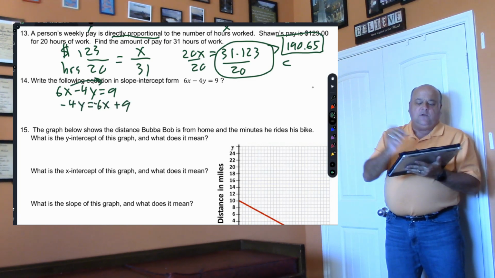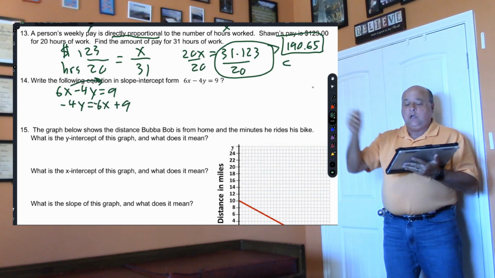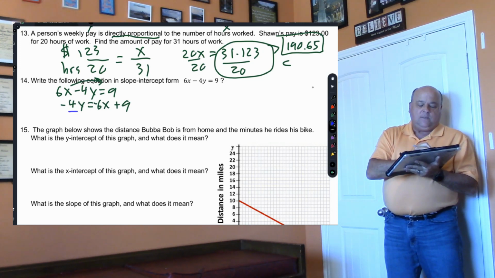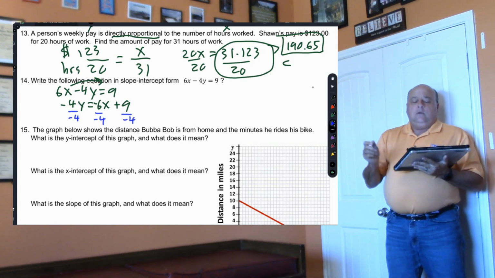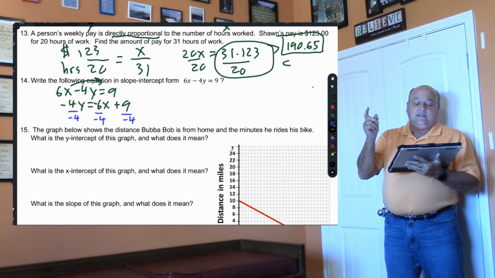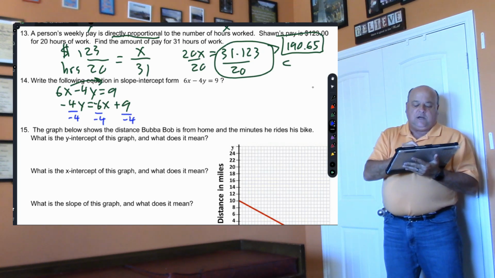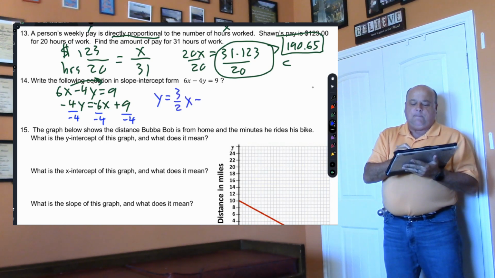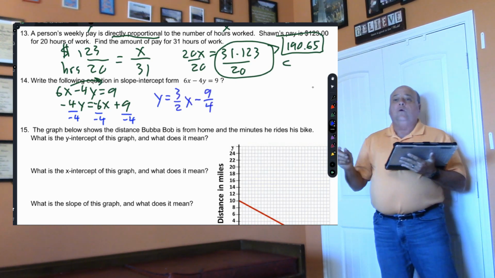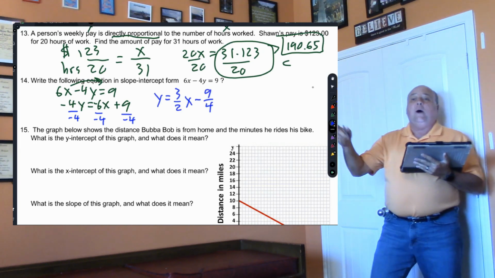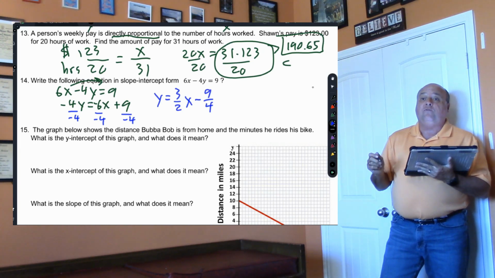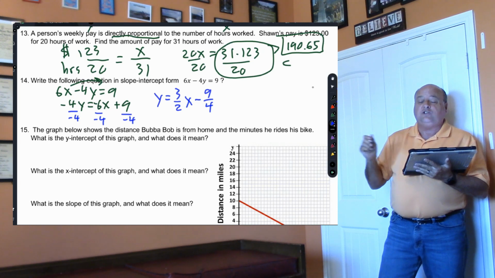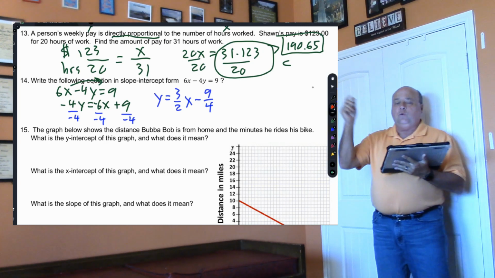Notice when I move it over, this positive 6x will turn into a negative on it. Then I'm going to divide by negative 4. And this is kind of hairy because you've got fractions in here. So we're going to get y equals, this is going to simplify to a positive 3 over 2x and then minus 9 over 4. So on this problem, the y-intercept and the slope are both fractional. This would be kind of tough to graph because you'd have a lot of decimals. Let's do it the other way.